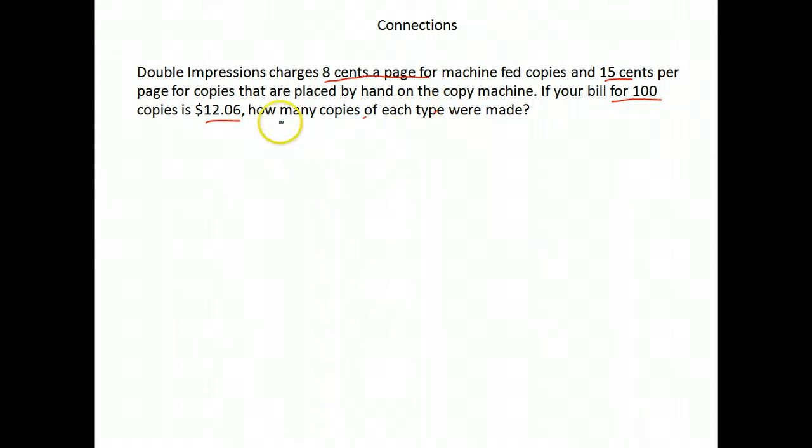Now there is an algebraic way to find this answer, and it is that we set up two equations, one comparing the number of copies made and the other comparing the price. So I'm going to call the machine-fed pages M, the number of those, and the hand-fed pages H. The number of machine pages plus the number of hand pages should be our total number of pages we ordered of 100. That gives me one equation to work with.